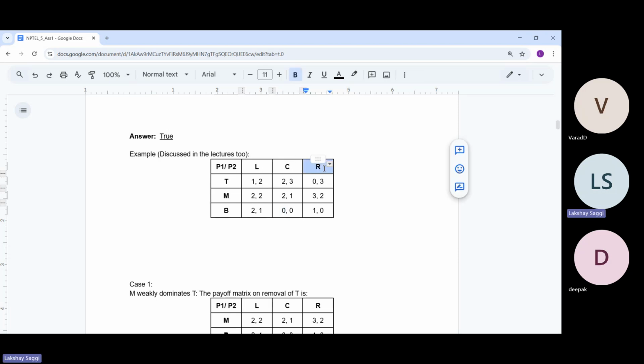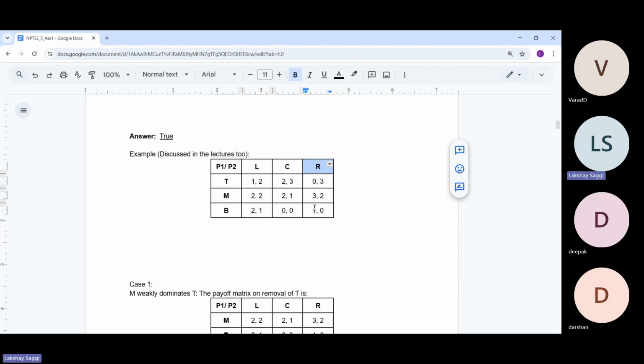Similarly, if the column player played R, then if the row player played M, he gets a payoff of 3, and on playing B, gets a payoff of 1. So again, if the column player played R, M is a strictly better strategy than B. So whatever the column player plays, L, C, or R, in all three cases, playing M is no worse off than playing B. I hope this makes sense. And this is why strategy M weakly dominates strategy B.